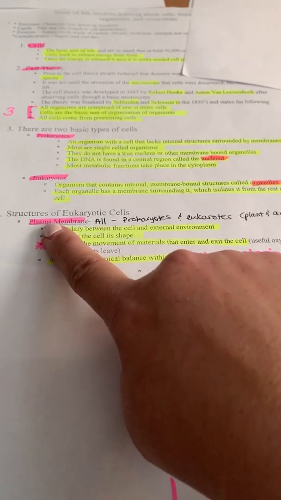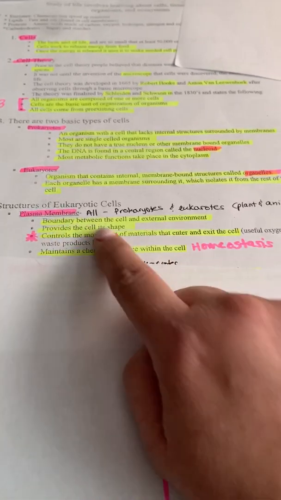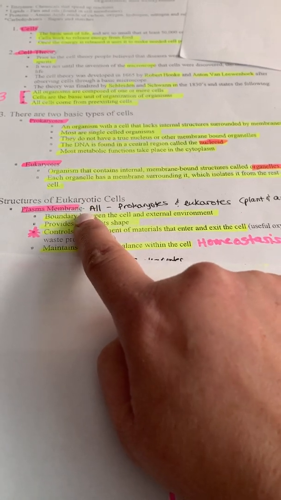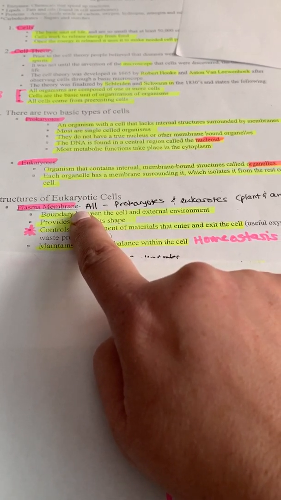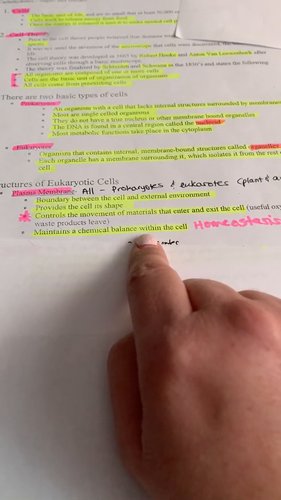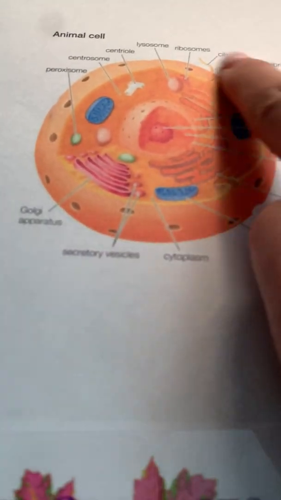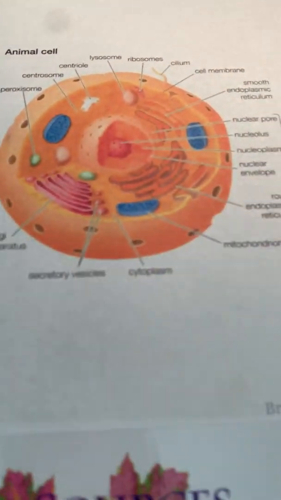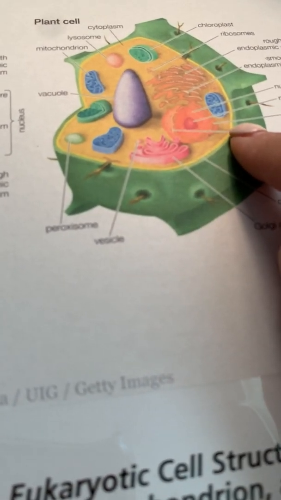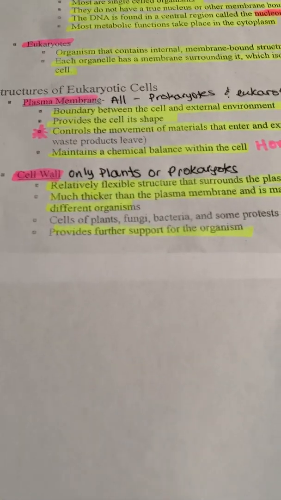Plasma means it's in between a solid and a liquid, and it's a membrane. It's on the outside. However, it's not completely on the outside of a plant cell, but it is on the outside of an animal cell. And its job is to maintain chemical balance within the cell, or homeostasis. So if we look at the diagram over here, this part is outside of the animal cell, and then it's just on the inside right here, this yellow part of a plant cell. Okay. But plant cells are unique.